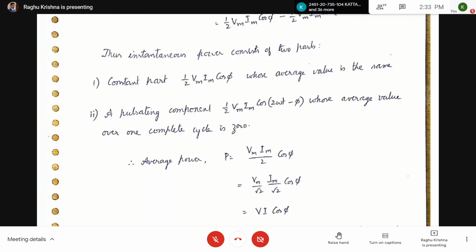Now if you compare this, cos phi is the power factor. Cos phi is the power factor. Phi is the angle between voltage and current.